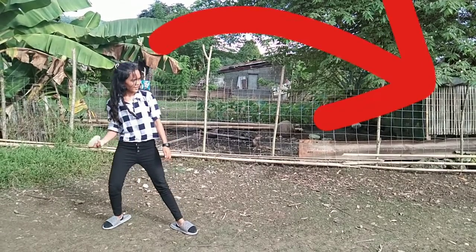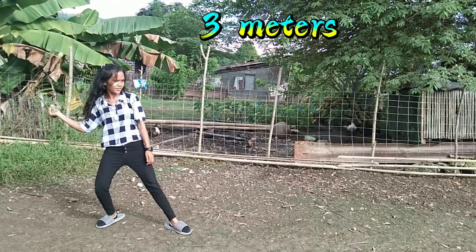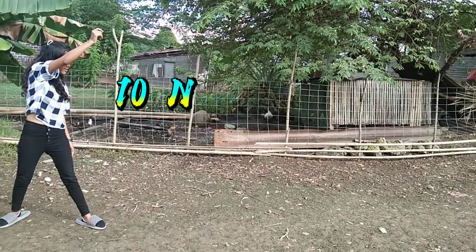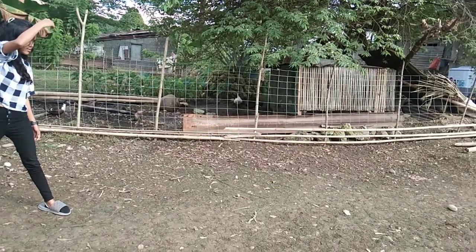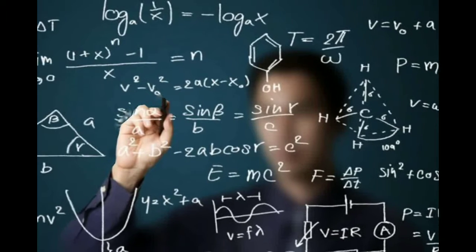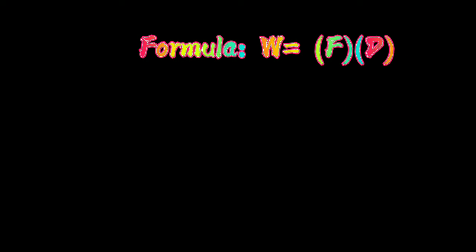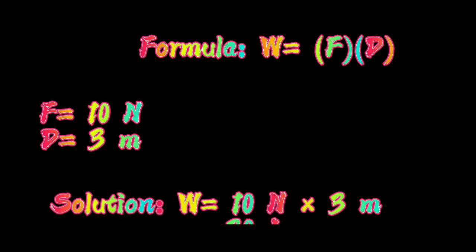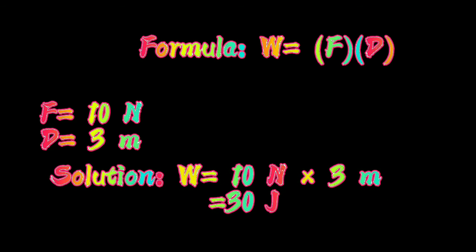In this example, when Jane throws the stone 3 meters away from her, let's imagine that the force her hand exerted on the stone is 10 Newtons. Let's try to compute the amount of work she had done. We all know that the formula of work is equal to the force multiplied by the displacement of the object. Then, in the given example, we have 10 Newtons of force and 3 meters of displacement. Solution: 10 Newtons of force times 3 meters displacement is equal to 30 joules. Therefore, 30 joules of work is being done by Jane.